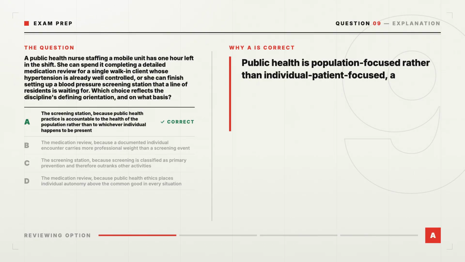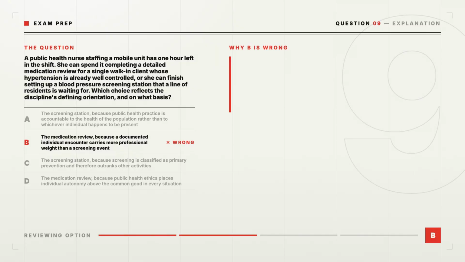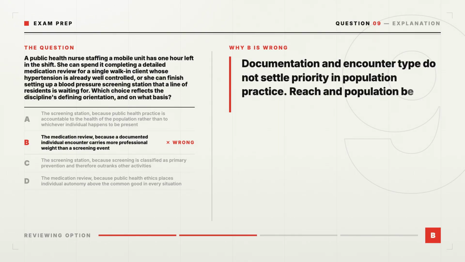When answer choices split between serving the one client mentioned and serving the whole group, the population-level choice is the one the discipline is built on. The client with controlled hypertension is not being abandoned. The population's need simply carries more weight in this context. B is wrong because documentation and encounter type do not settle priority in population practice. Reach and population benefit do.